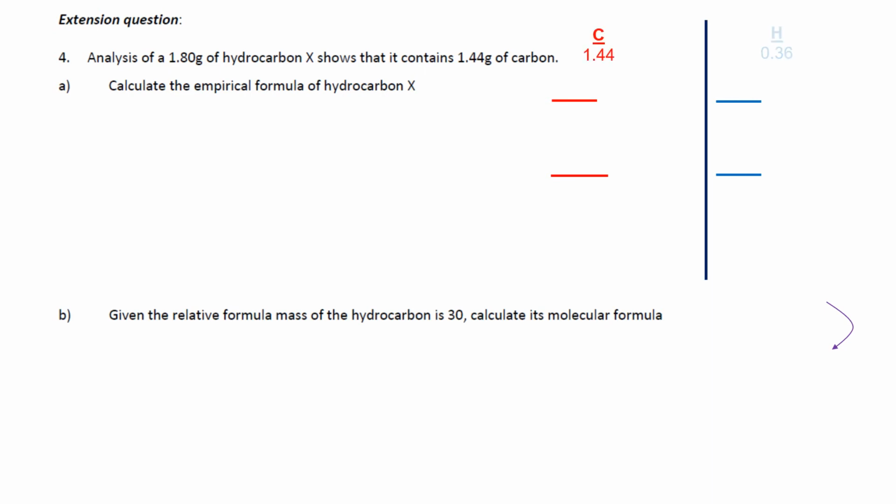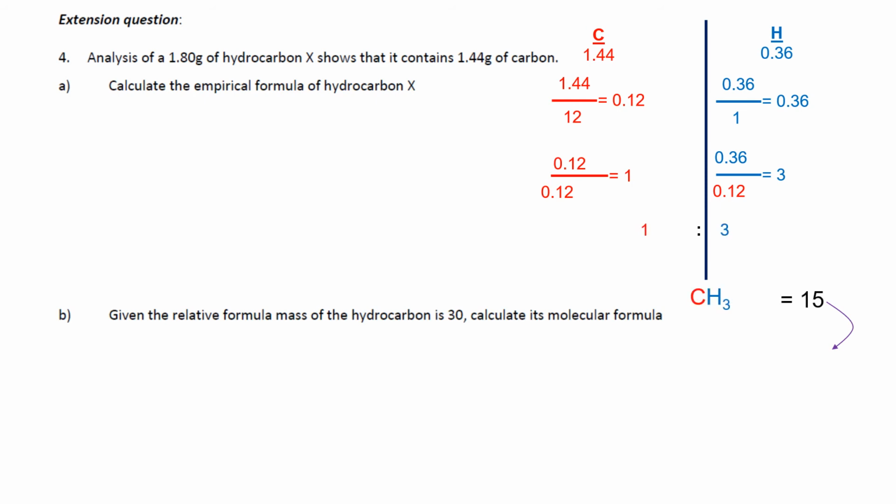Okay, so carbon and hydrogen, you've got the masses there. So the total mass was 1.8, 1.44 of it was carbon, so the remaining mass must have been hydrogen, so 0.36. Divide them by their relative atomic mass. So carbon is 12, hydrogen is 1, we get 0.12 to 0.36. Divide them both by the smallest number, you get 1 to 3, so it's CH3.